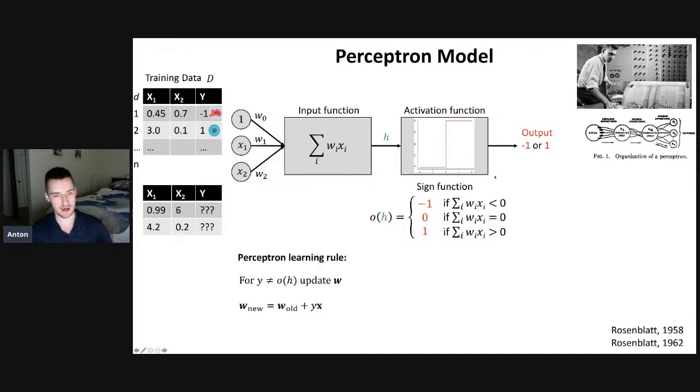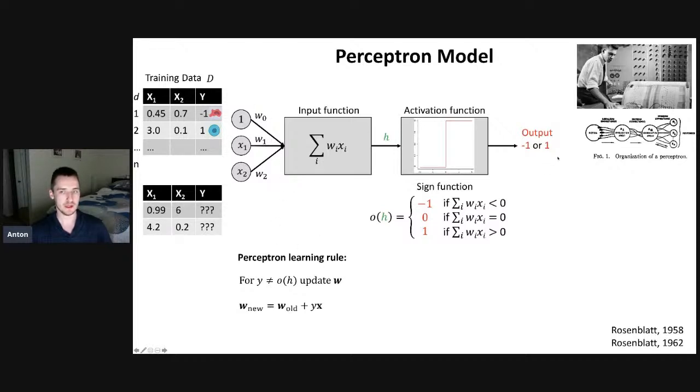So how can we do that? We have to come up with a certain learning rule, and it's called the Perceptron rule, and it's very easy in this case. Basically, let's go through every example of this training data set, after we initiate some weights.